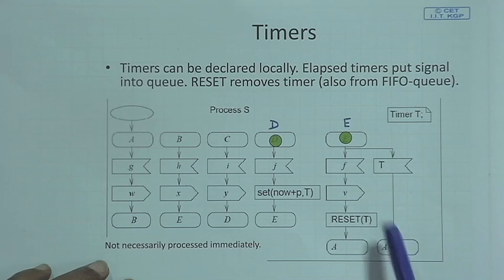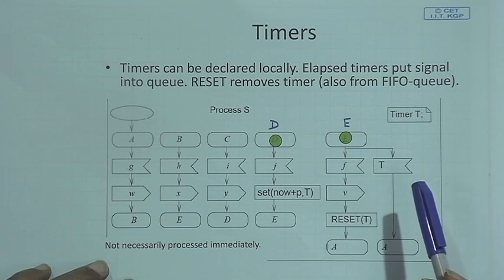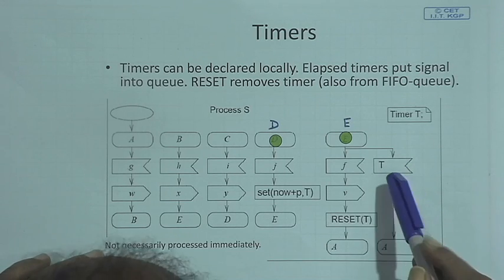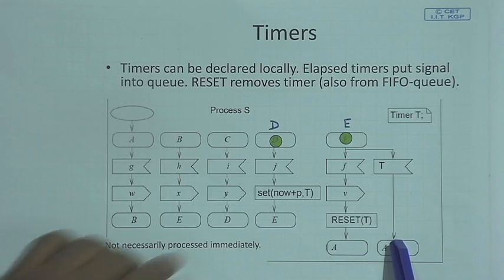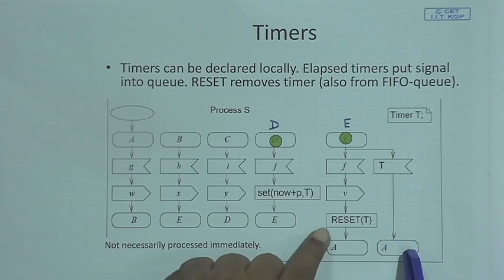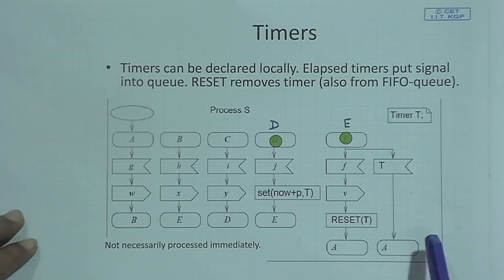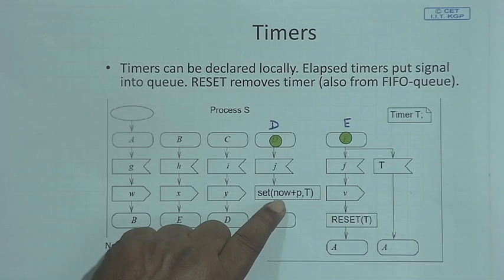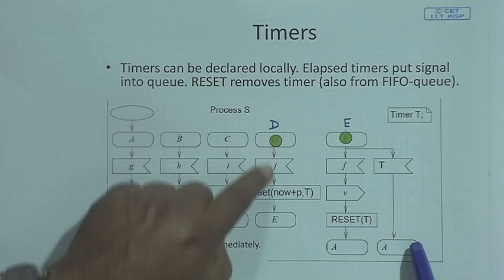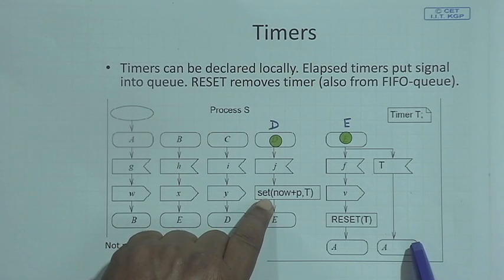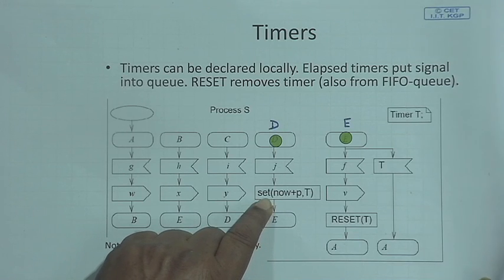Is it clear? Once the timer triggers the operation, is it not reset? Whenever the timer triggers, it is automatically reset. Here I am doing it forcibly, but when the timer triggers, it will automatically be reset. And reset means it is not active, because when we come through this process again, the timer will be set here. It is not automatically set to now plus P.